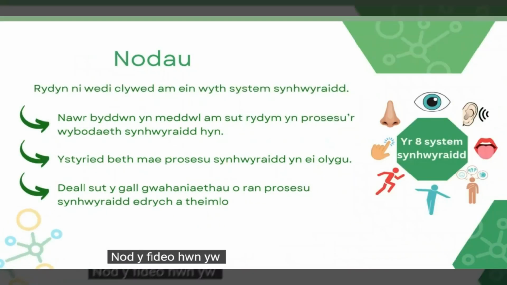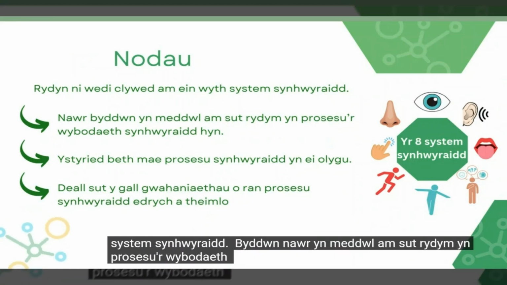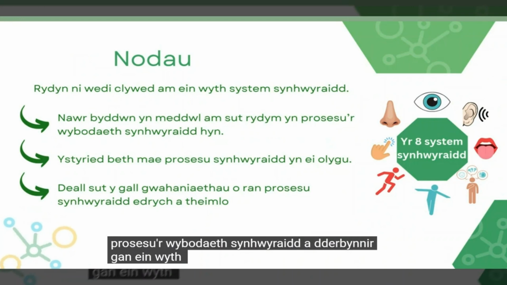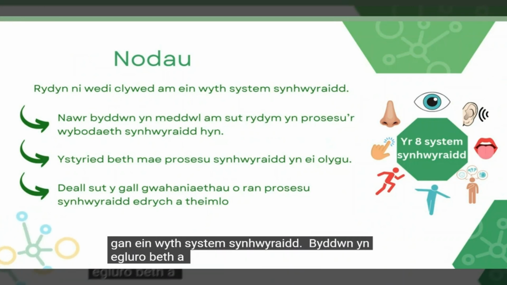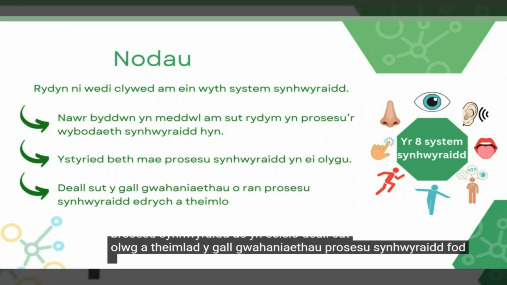The aim of this video is to build on our understanding of our 8 sensory systems. We'll now think about how we process the sensory information received from our 8 sensory systems. We will explain what we mean by sensory processing, and try to understand what sensory processing differences can look and feel like.